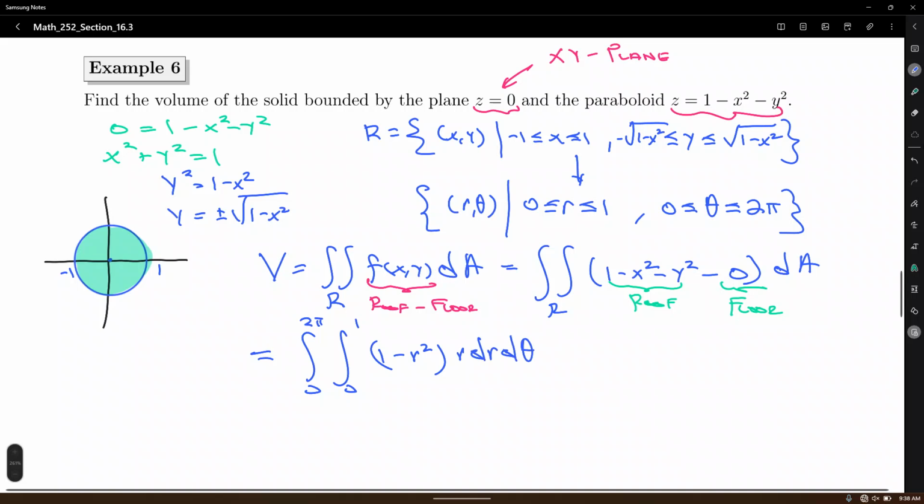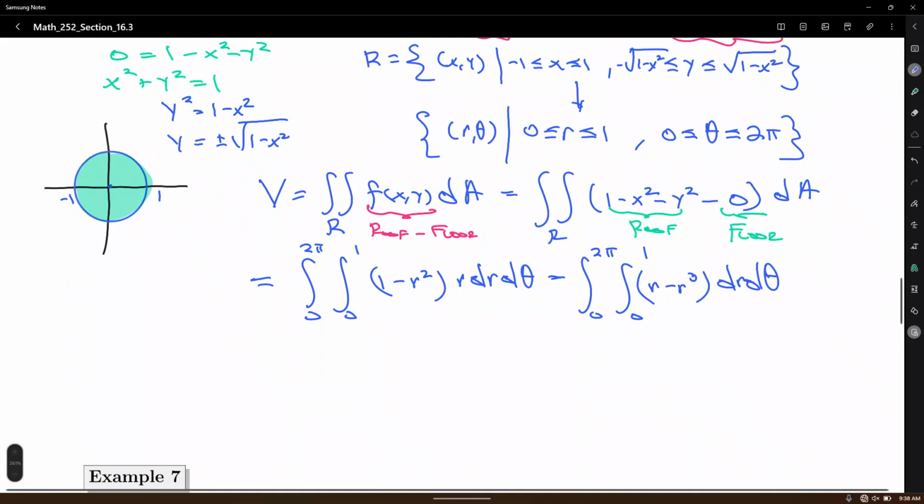All right, let me distribute the r over the terms inside of the parentheses. That is the integral from 0 to 2 pi, from 0 to 1, r minus r cubed dr d theta. So we're integrating with respect to r. Well, this is a very simple polynomial to integrate. That is the integral from 0 to 2 pi of 1/2 r squared minus 1/4 r to the 4th from 0 to 1, d theta.